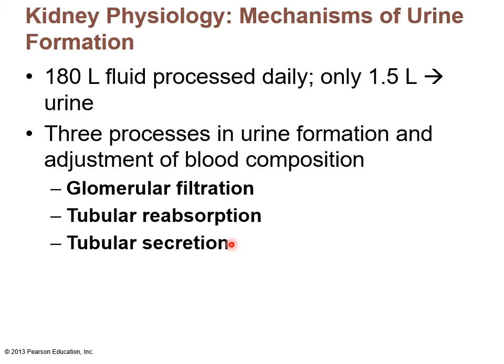So these are the three processes: the filtration at the capillary bed, reabsorption from the filtrate back into the blood, and then things that get passively reabsorbed during the reabsorption process that don't belong there, they're secreted from the blood back into the filtrate to go out as urine. And that happens at the other end of the kidney tubule. So we're talking about probably at the distal convoluted tubule and collecting duct.